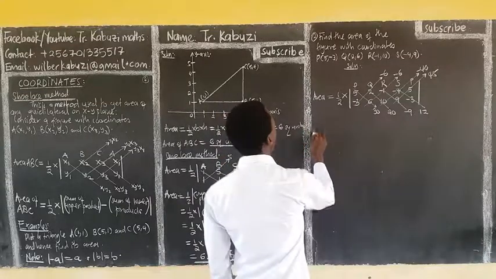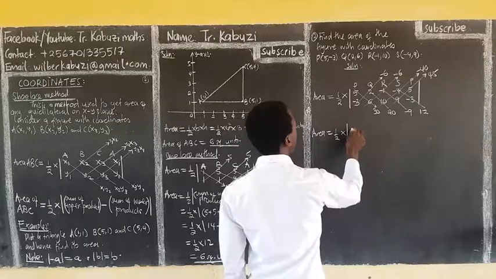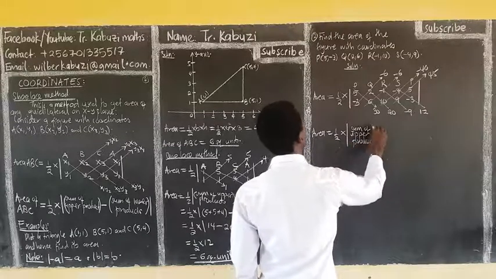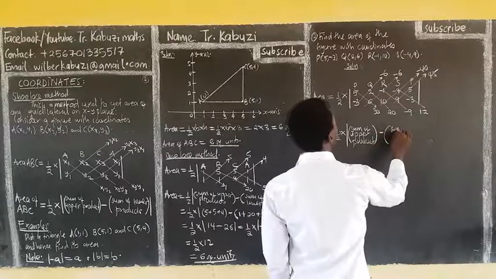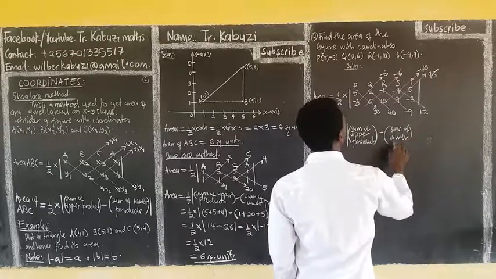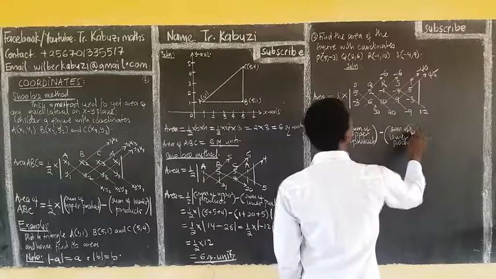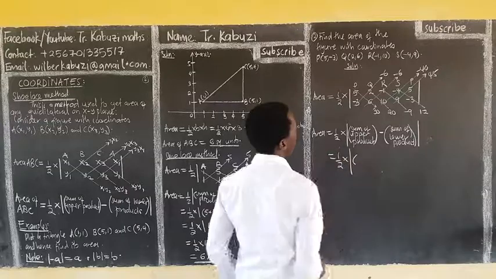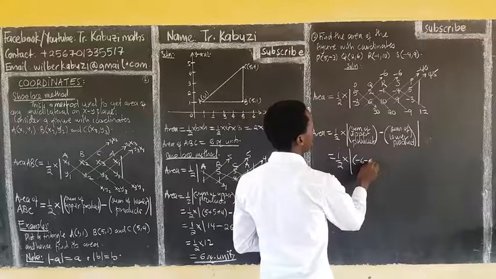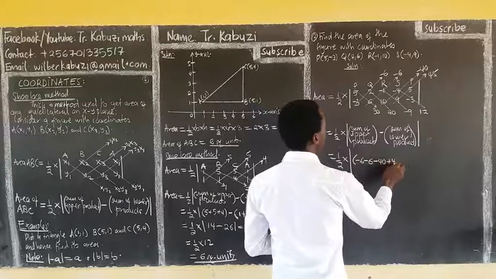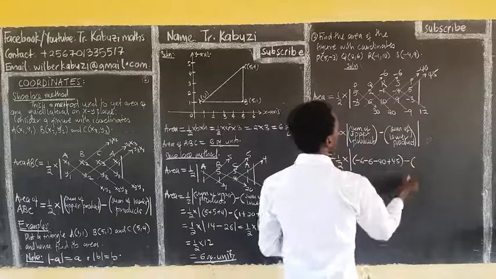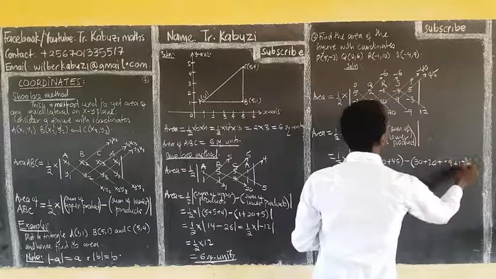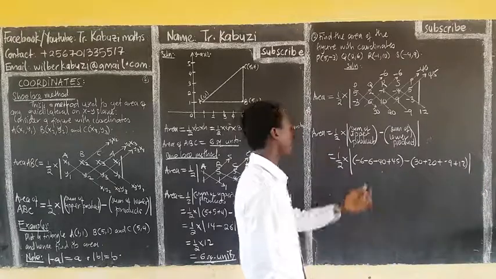Then after that, you say your area is going to be a half times sum of upper product, then minus sum of lower product, modulus. Okay, this will be now a half times. Let us sum our upper products. We have negative 6 minus 6 minus 40, then plus 45. You sum them like this, then we sum the 30 plus 20 plus negative 9, then plus a 12, modulus. Here we are summing, but the negative and the positive, we get a negative.